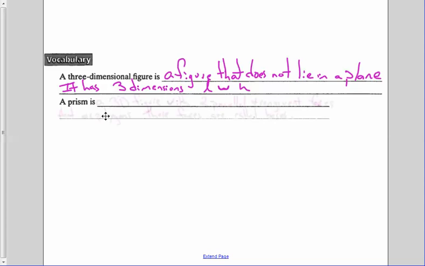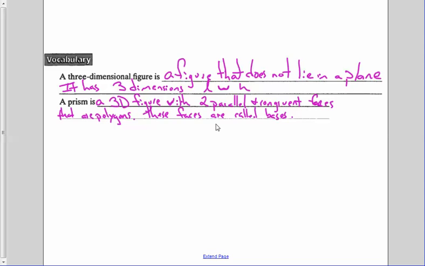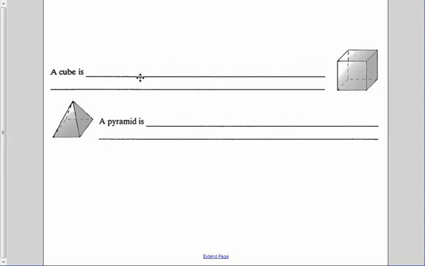Now a prism is a 3D figure with two parallel and congruent faces that are polygons. These faces are called the bases. We identify the prism based on the base. So let's take a look at some examples of some 3D figures. A cube is congruent. All the sides are the same. If we really look at it, we could say that all the angles are 90, just like the square is. But a cube, all the sides are the same.